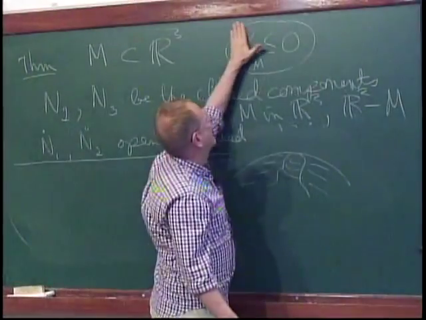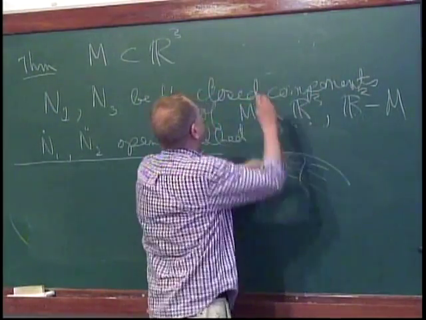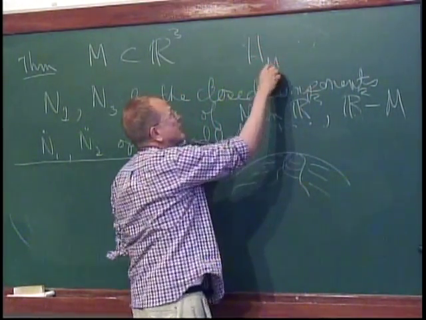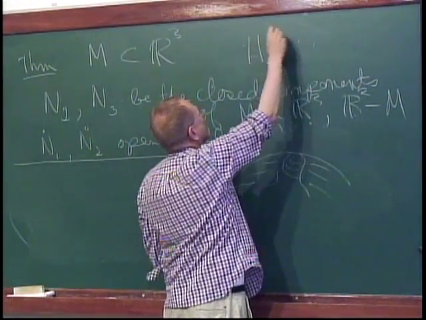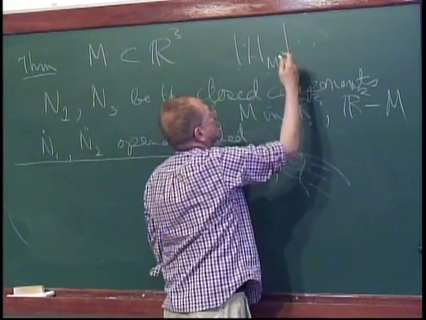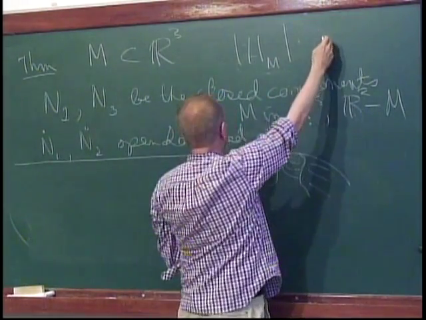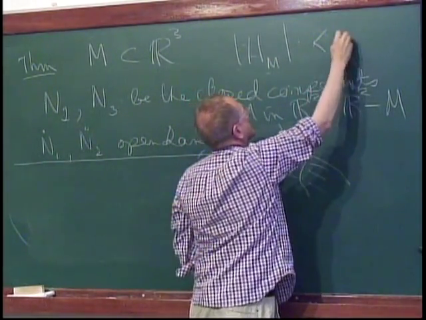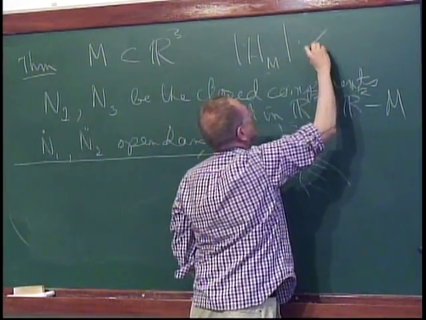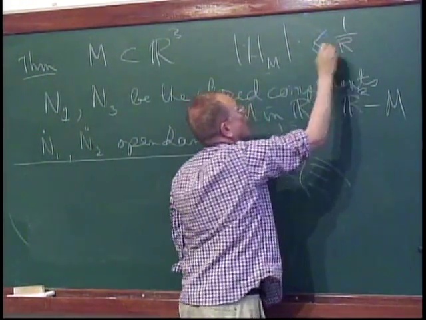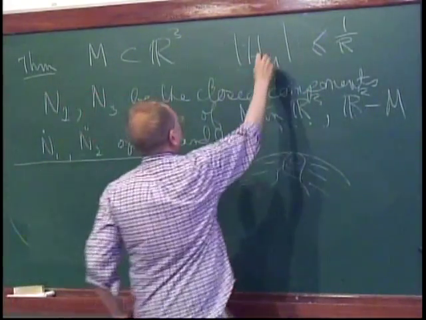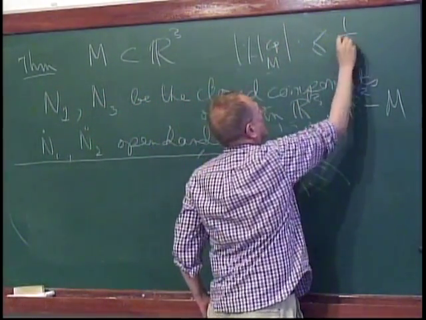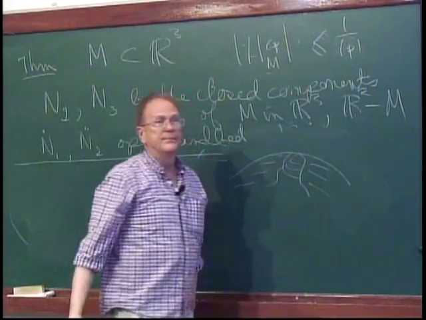As long as I don't attach any two handles, if I have this picture, then by the mean curvature comparison principle, the mean curvature of this surface has to be at least as big as the mean curvature of the sphere. So instead of saying this, I could put a condition: the mean curvature function of the surface, in absolute value, is less than or equal to 1 over r. So if you're at a point P on the surface, then 1 over the norm of P.